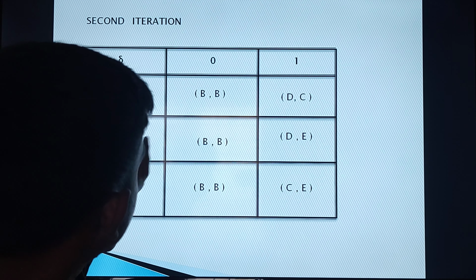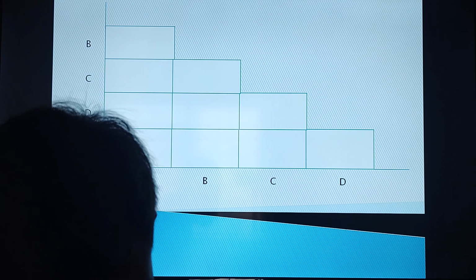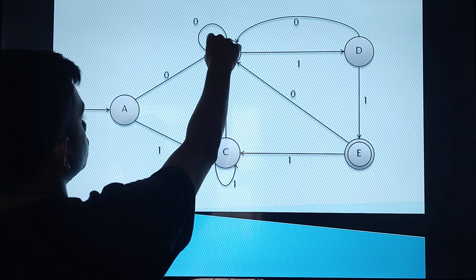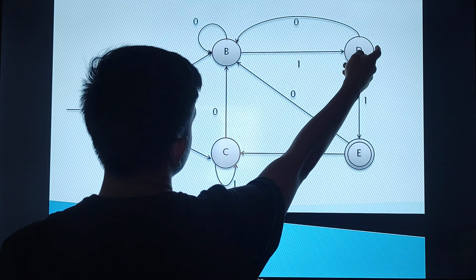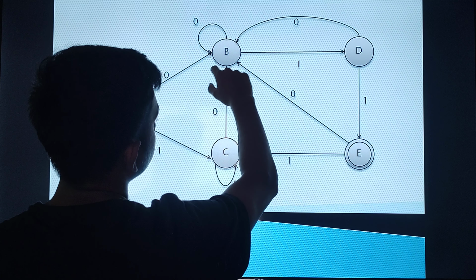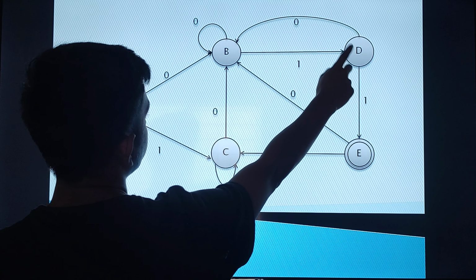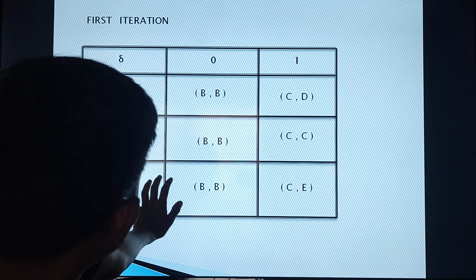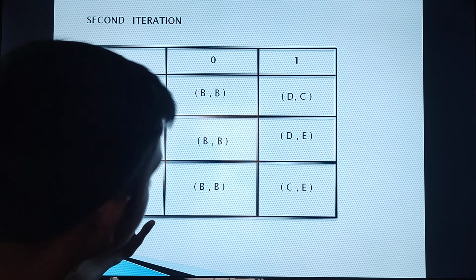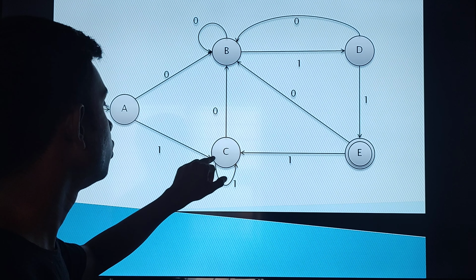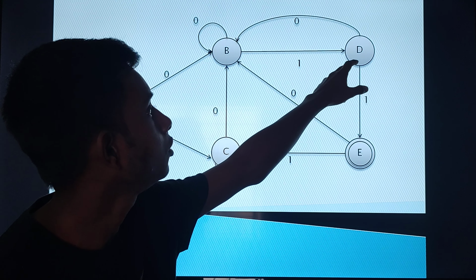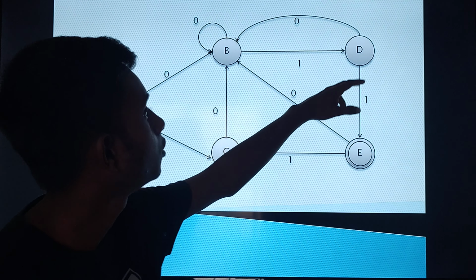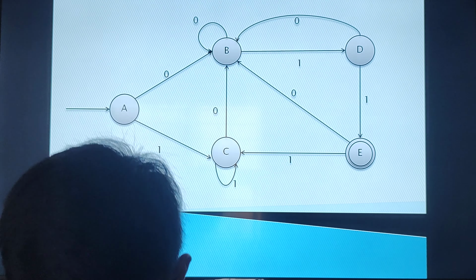For B, D, on 0 B is going to B itself, and D on 0 is going to B. So it will be B, B. For 1, B is going to D and D is going to E. So it will be D, E. For C, D, on 0 C is going to B and D on 0 is going to B, and on 1 C is going to C and D is going to E.